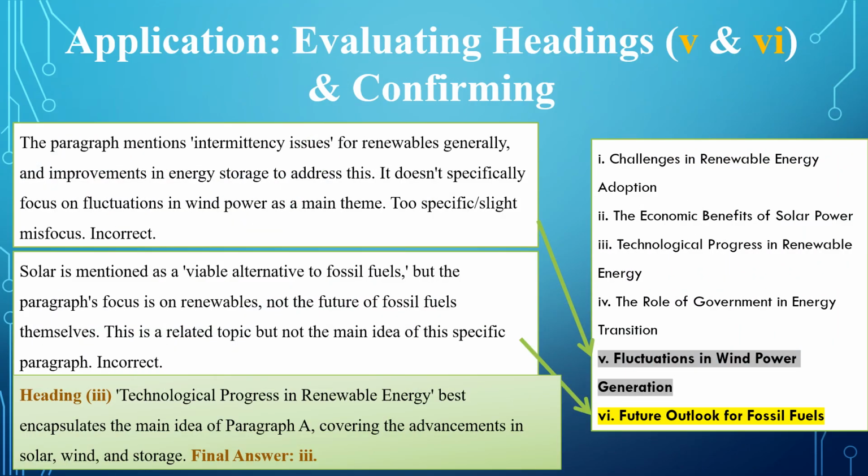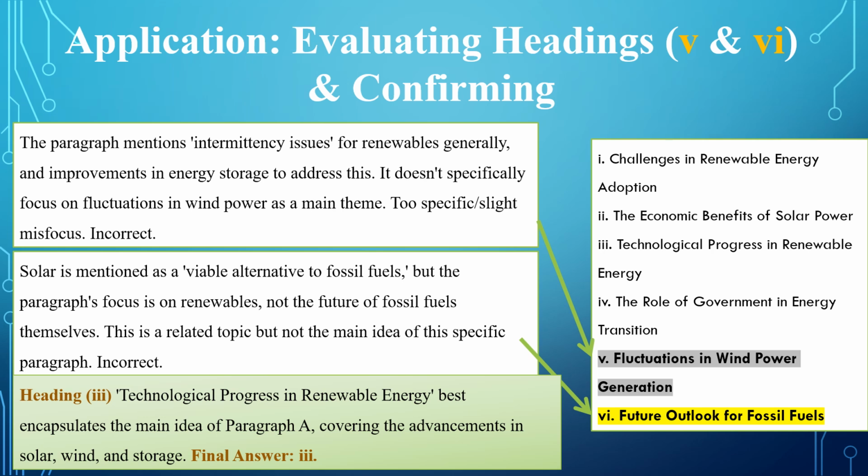Almost there. Heading V, fluctuations in wind power generation. The paragraph mentions intermittency issues often associated with renewables and how battery technology is addressing this. While wind power is a renewable and might have intermittency, this heading is too specific to wind power fluctuations. The paragraph covers solar and storage too, and the point about intermittency is more general to renewables and then how it's being solved. So, V isn't the main focus.